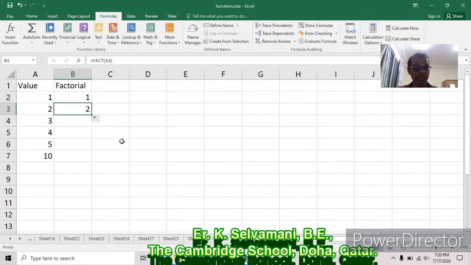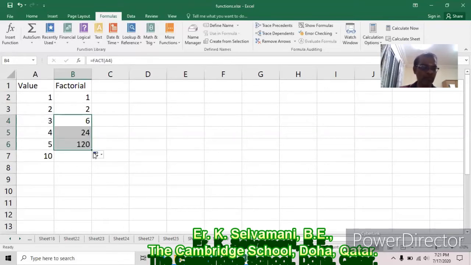Here we will see, since A2 is a relative cell reference, it changed to A3. A3 contains number 2, factorial of number 2. Then it should be 1 multiplied by 2. Result is 2. That's good. Similarly, we can drag it down. A4 is 3, that is 1 multiplied by 2 multiplied by 3. Then the result will be 1 into 2, 2, 2 into 3, 6. Similarly, we can drag down. Here it will be 24. Here it will be 120.